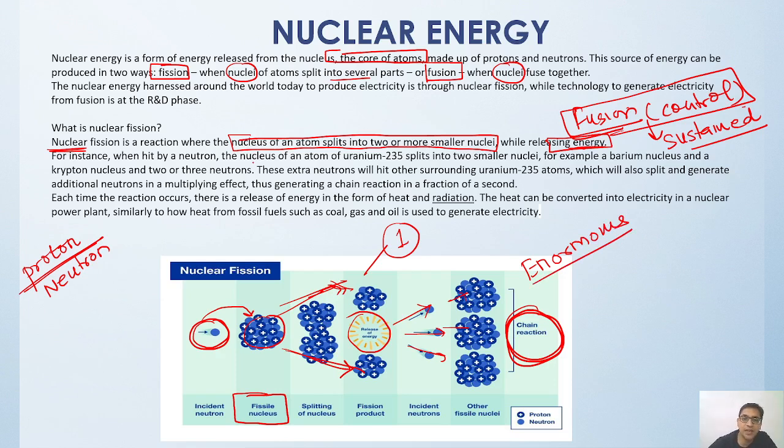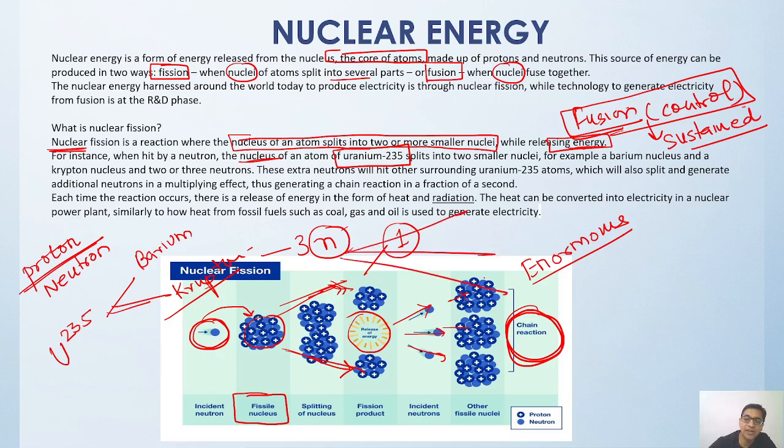So we know that here we have a nucleus of uranium-235. U-235 gets split into two smaller nuclei, one of barium and another of krypton. You might have heard that word krypton, right? And they produce 3 extra neutrons. These 3 extra neutrons will again hit 3 nuclei of uranium, and these 3 neutrons will further generate 9 neutrons, and so on. So this is a chain reaction which gives rise to an enormous amount of heat energy.